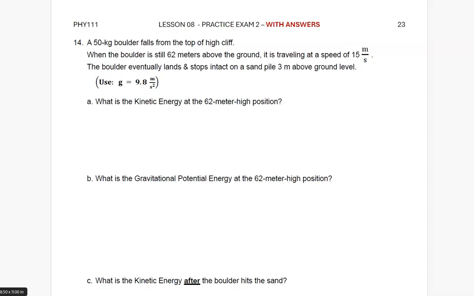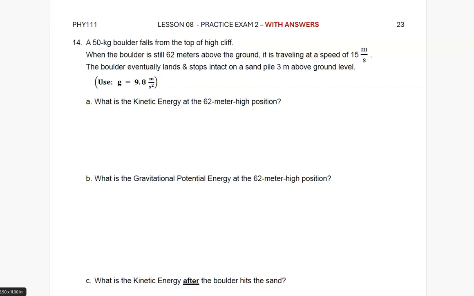Number 14. A 50-kilogram boulder falls from the top of a high cliff. When the boulder is still 62 meters above the ground, it is traveling at a speed of 15 meters per second. So the boulder has already fallen at some point in time. It's still 62 meters above the ground, and it has a speed of 15 meters per second. The boulder eventually lands and stops intact on a sand pile 3 meters above the ground level. So it's not landing all the way at the bottom, it's landing at 3 meters above that ground. And you're given a value of g equals 9.8 meters per second squared.